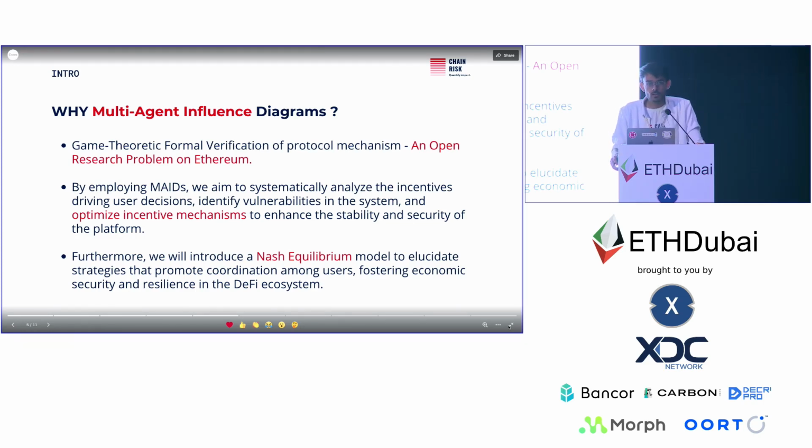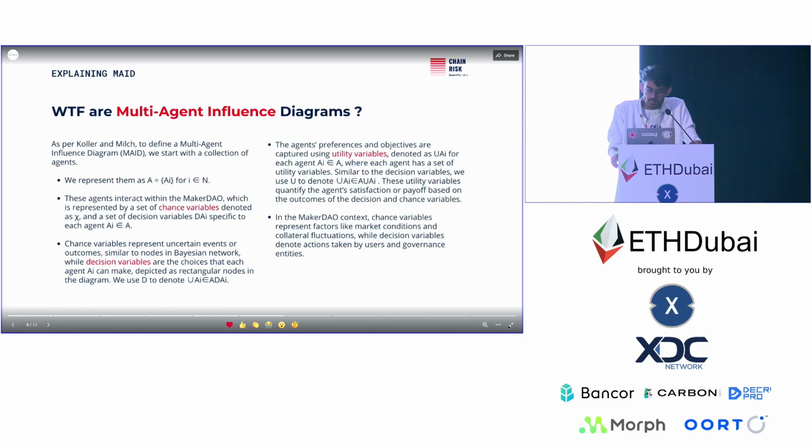And the third is, how are we able to conquer a Nash equilibrium for each and every DeFi protocol, which means an optimal strategy and an optimal set of parameters for the protocol, so the protocol is stable in all market conditions. So what are multi-agent influence diagrams?